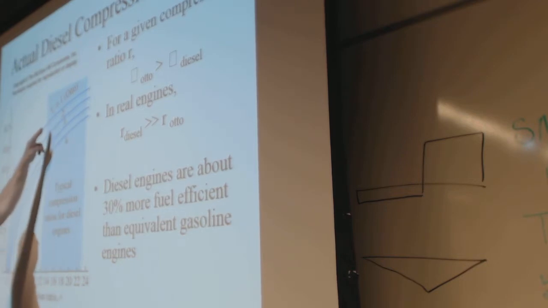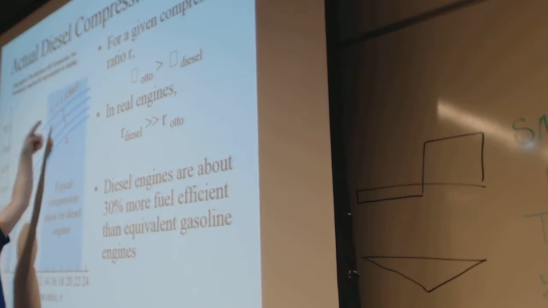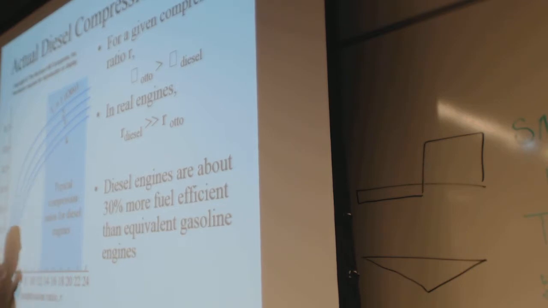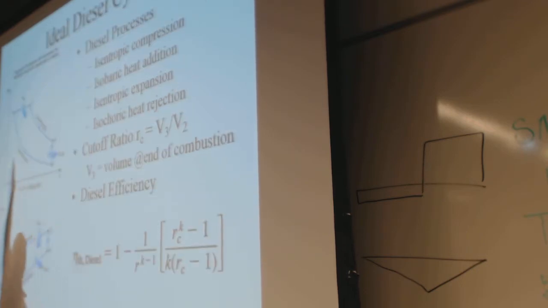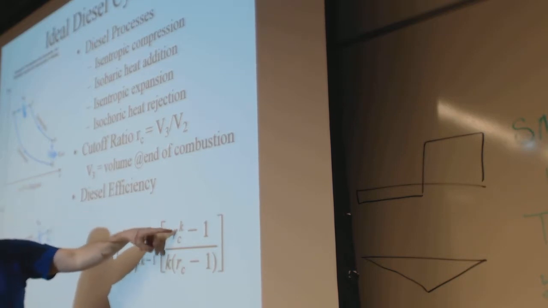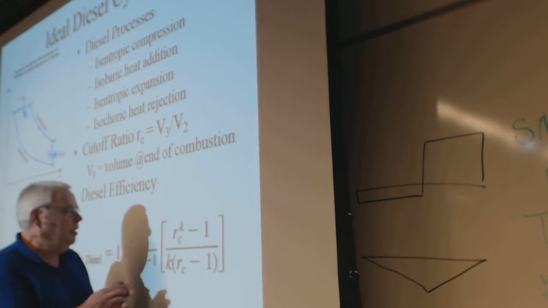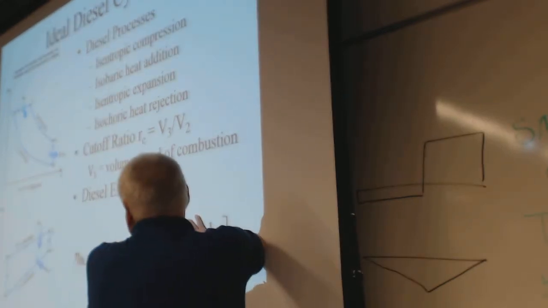Effectively, this cutoff ratio is how you define how much fuel you're throwing in there. If the cutoff ratio is the volume from 2 to 3, and from 2 to 3 there's essentially no volume difference, that's what comes back to an Otto cycle. If this is 1 to some power, 1 minus 1 is 0, and then whatever else goes on here makes this equation go back to the Otto cycle efficiency.